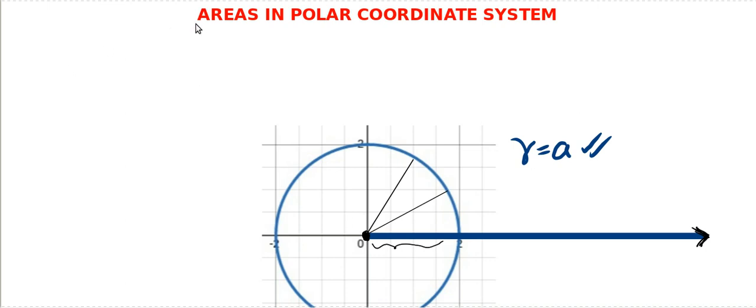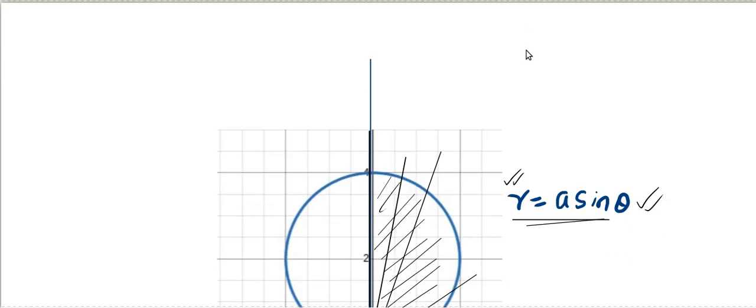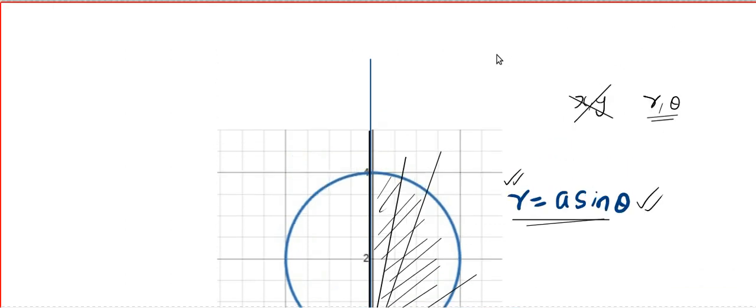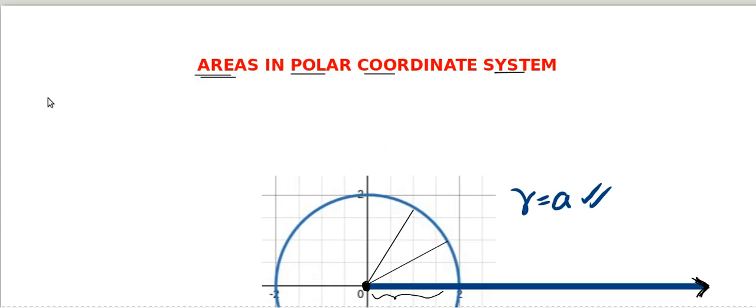So point number 1, we are in the polar coordinate system. You can identify the polar coordinate system by just looking at the equation. There will be no x and y. Instead of x and y, r and theta will be used. And in the polar coordinate system, area is given by 1 by 2 integral r square d theta. This is the area between theta 1 and theta 2.